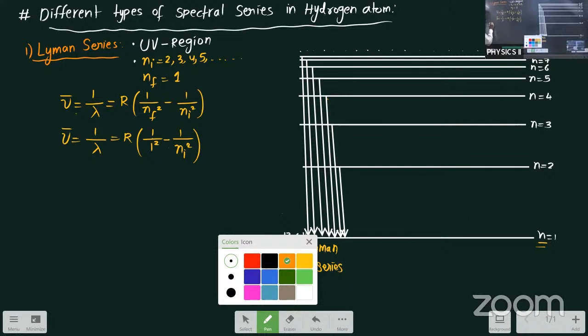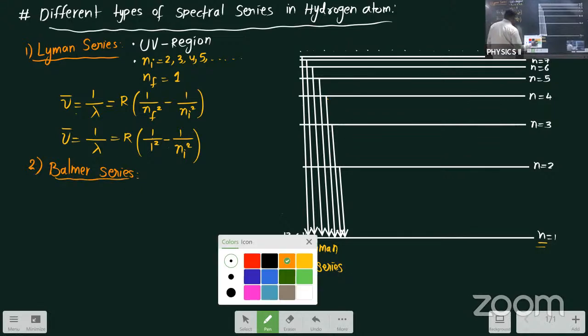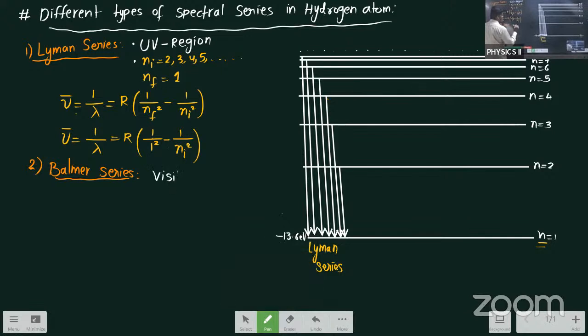What is the second series? The second series is Balmer series. And in which region does the Balmer series lie? It lies in the visible region. Everyone knows that. It lies in which region? Visible region.